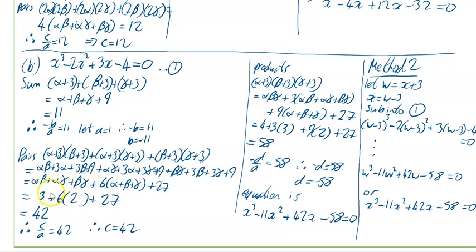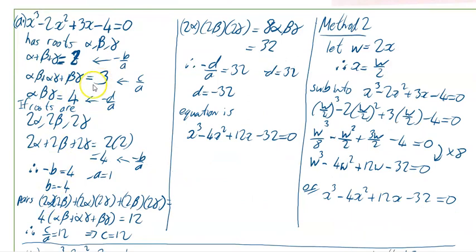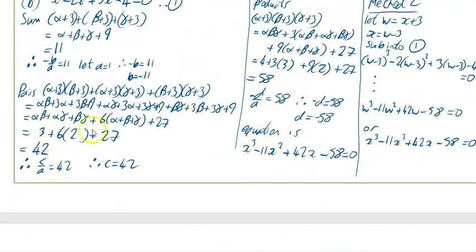So this was our sum of our pairs from earlier on. So this bit was equal to 3. And then here we had alpha plus beta plus gamma. This was your sum of your roots. Sorry, that one over here was the sum of the pairs, I should have said. This is the sum of the roots. That was 2. So you've got 3 plus 6 upon 2 plus 27, which is equal to 42.